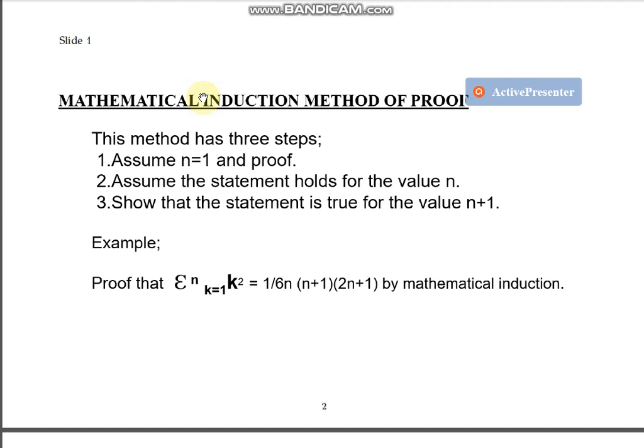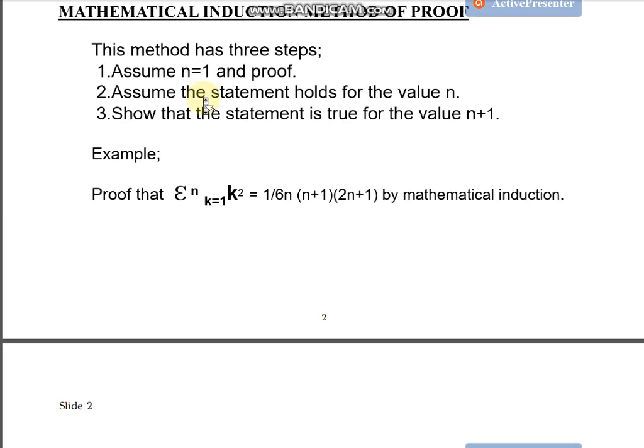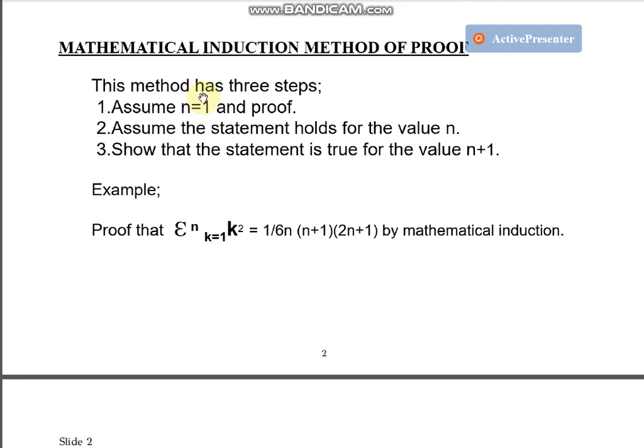Mathematical induction as a method of proof. We are going to ensure that you understand how to go about it. I've provided an example. The best thing a student has to note when dealing with the mathematical induction method of proof is that this is a method that has 3 steps.